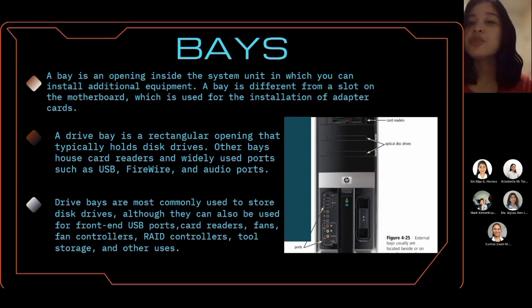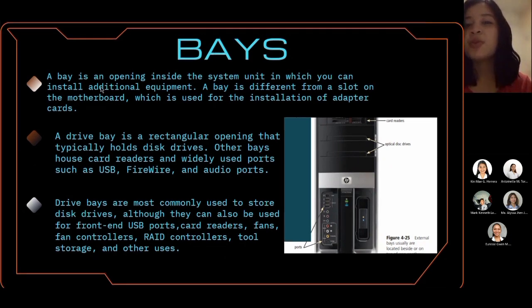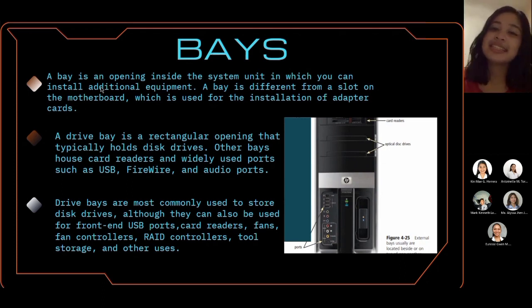Next component is the bay. After you purchase a desktop or notebook computer, you may want to install an additional storage device such as a disk drive in the system unit. A bay is an opening inside the system unit in which you can install additional equipment. A bay is different from a slot on the motherboard, which is used for the installation of adapter cards. A drive bay is a rectangular opening that typically holds disk drives. Other bays house card readers and widely used ports such as USB, FireWire, and audio ports. Drive bays are most commonly used to store disk drives, although they can also be used for front-end USB ports, card readers, fans, fan controllers, RAID controllers, tool storage, and other uses.